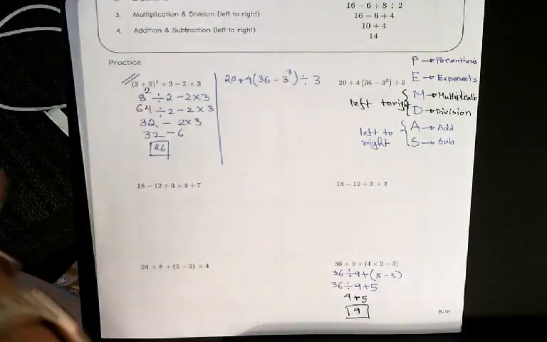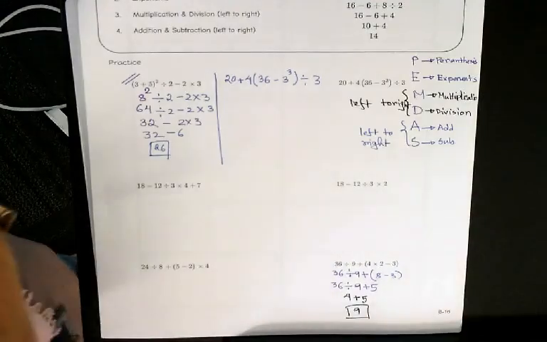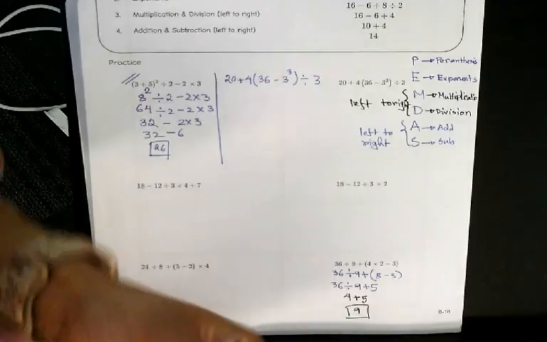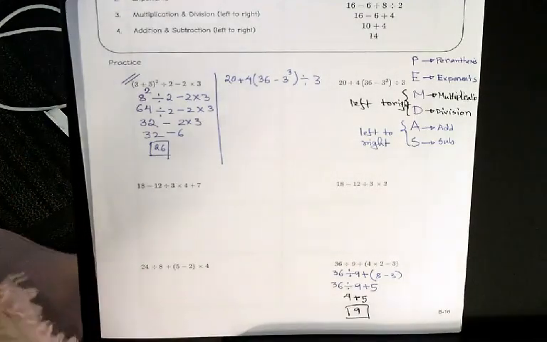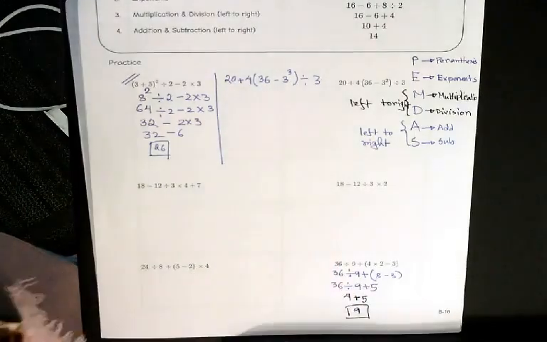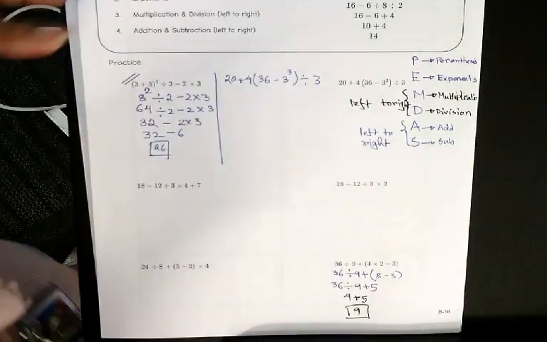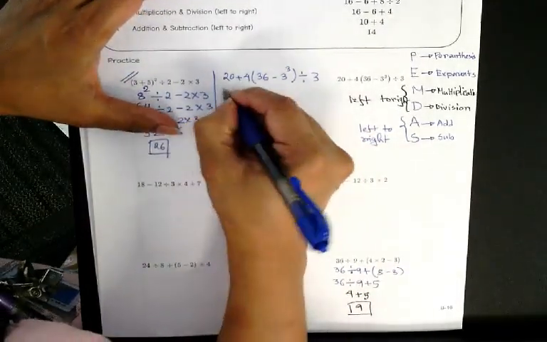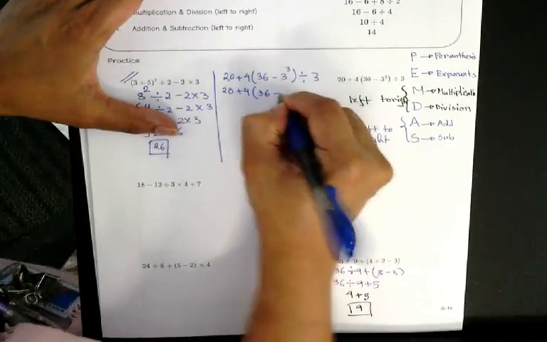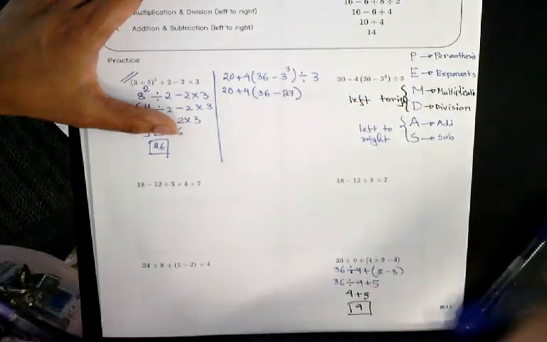Exponent. Great. So we're going to work on the exponent first. What's the value of this exponent? 3 cubed. Okay, I was asking what would be the answer of the exponent. My question was not correct. So what do I get? 27, not 9. Right? We good with it? Everybody on the same page? Great. So it's going to be 20 plus 4 inside the parentheses. I have 36 minus 27, and then divided by 3. Now what?